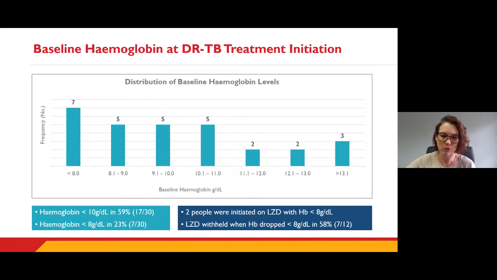And when we looked at the clinical audit, of the 12 people who'd had myelosuppression, the linezolid was suspended at that point in 58%, so 7 out of the 12 incidents of myelosuppression.